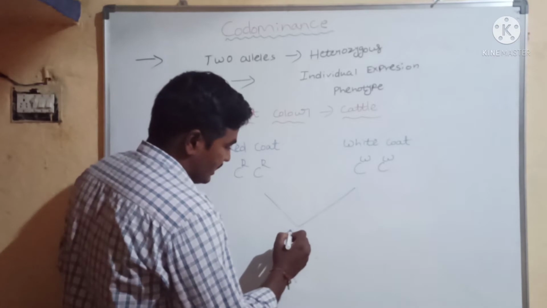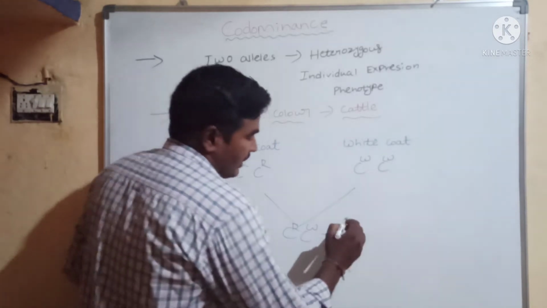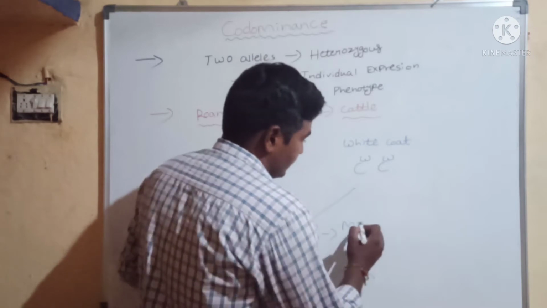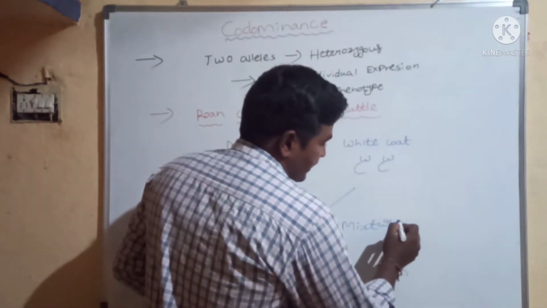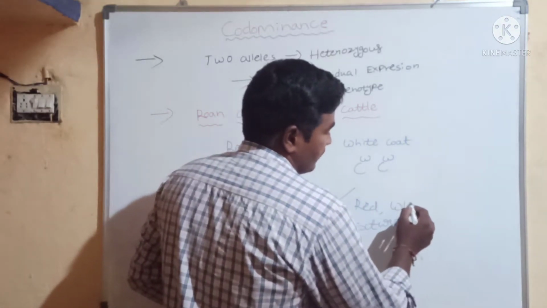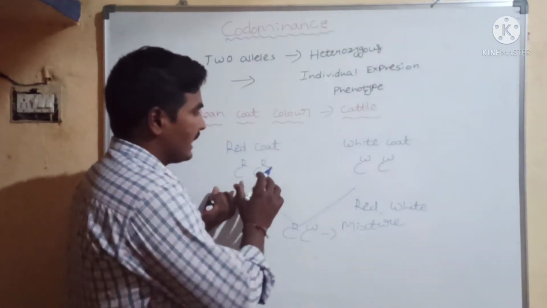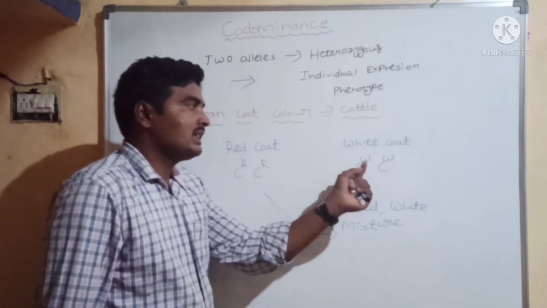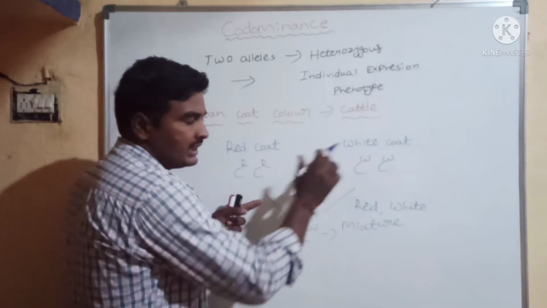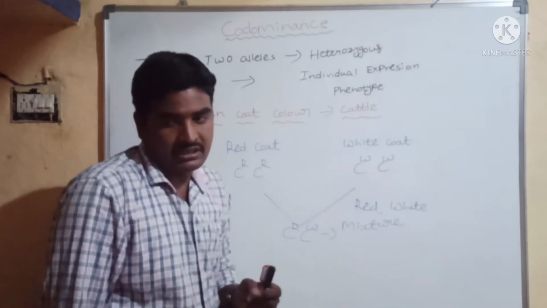How does it occur? CR and CW gives a mixture of cattle, a mixture of red and white. So the red coat releases the gamete CR and the white coat releases the gamete CW. When the red coat CR and white coat CW fuse, we get a mixture of red and white variations.